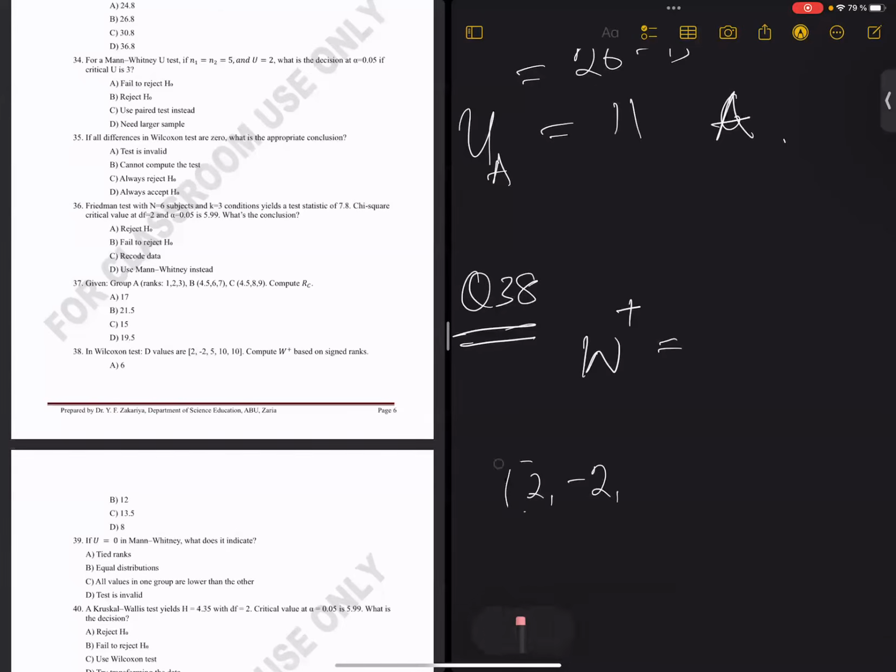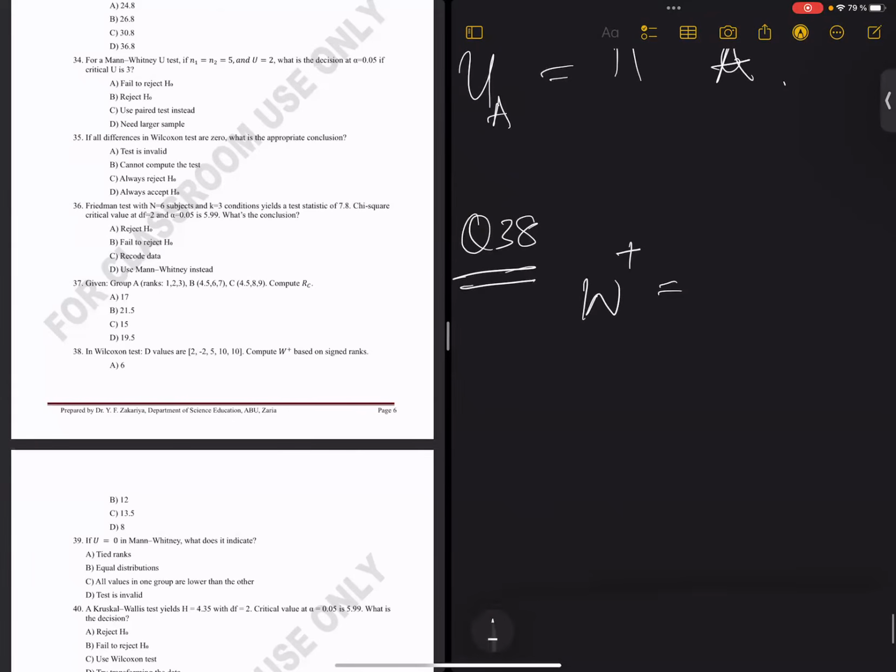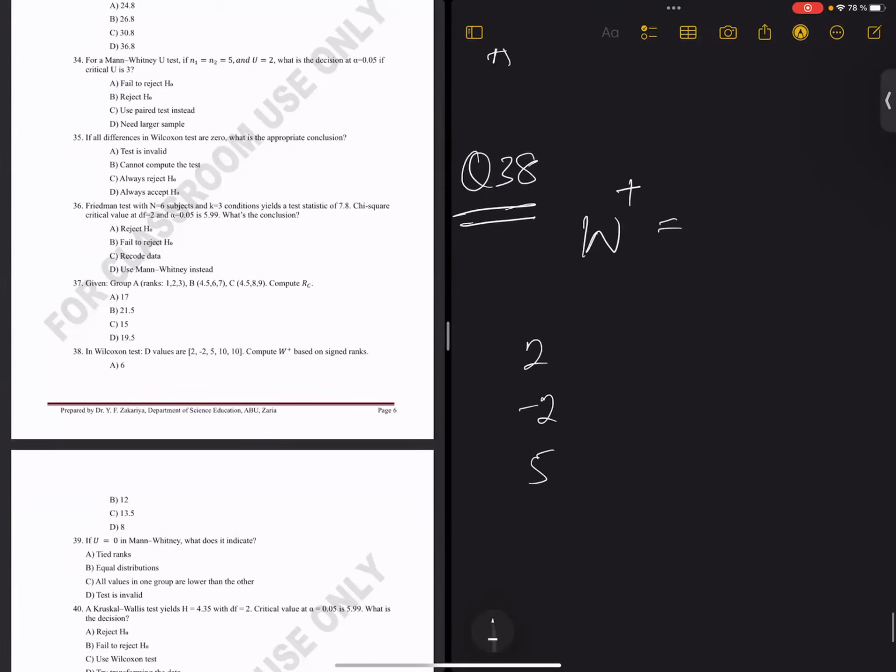okay, maybe I should do it this way. Instead of making it horizontal, let's make it vertical. So we have 2, minus 2, 5, 10, 10. These are differences. These are D. Okay? You need to rank them. What are the ranks? These are supposed to be naturally, but these 2 and minus 2, they are the same. Only the sign differs. And we don't care about the sign.